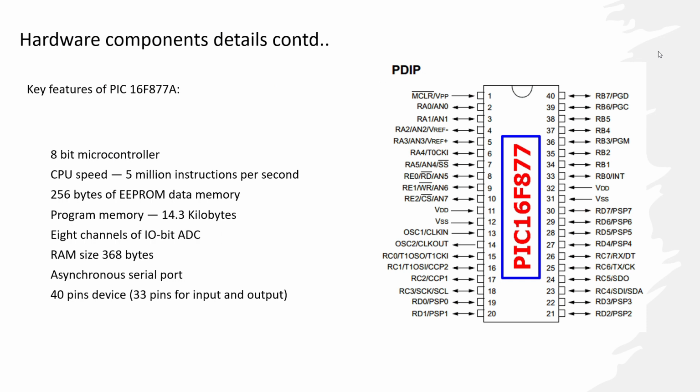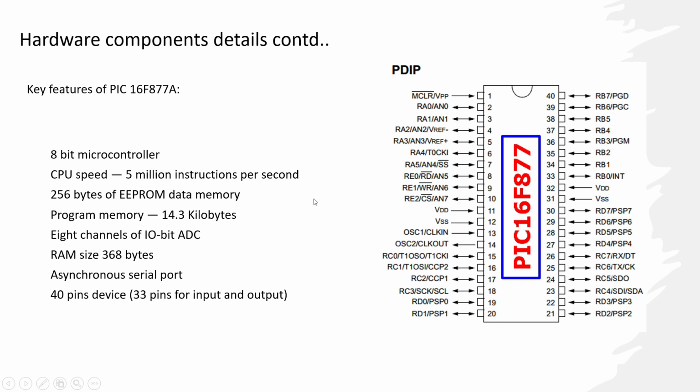PIC 16F877. Here, this IC chip is the IC of that microcontroller, or this is the microcontroller only, where 40 pins are available, and these 40 pins have different functions.